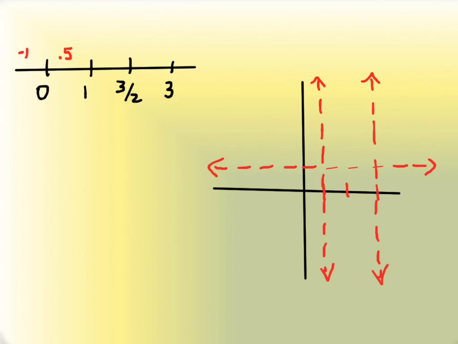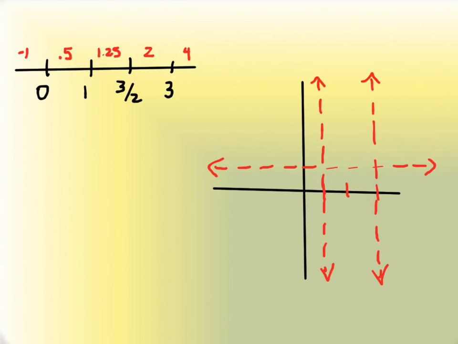What about between 1 and 3 halves? 1 is 1, 3 halves is 1.5. 3/4? No, 3/4 is smaller than 1. 1.25 would work, though, right? Because this is the number 1.5, so you need something between 1 and 1.5. So 1.25 would work. How about between 3 halves and 3? 2. After 3? 4.